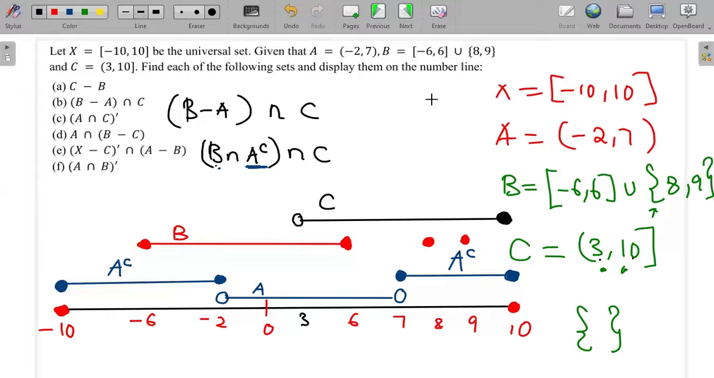You can't see them. Oh, go on. -2 and 6. Minus what? -2 to 6. Okay. Anyone else? Where are the three sets overlapping? C, B, and A complement. 3 and 6. Someone said 3 and 6. Okay. -2 to 7. No.